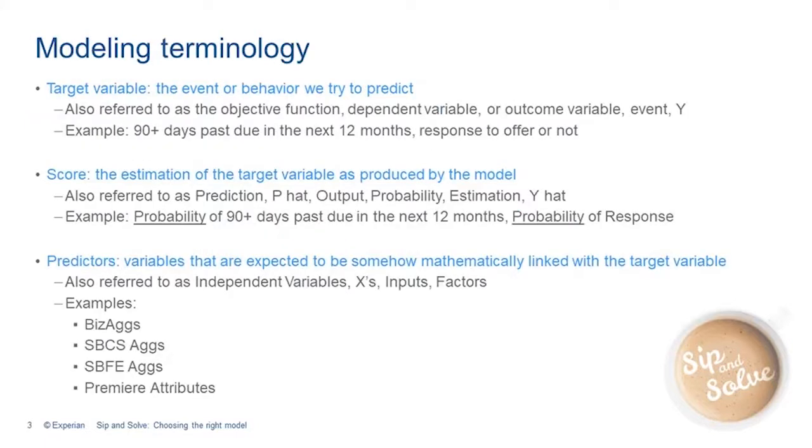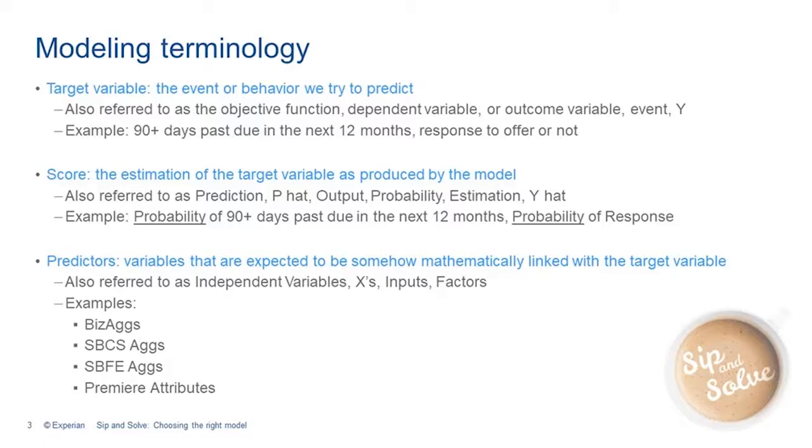As we go forward here, we'll talk a little bit about some of the terminology you may hear, just so that we're all on the same page. A target variable is the outcome or the objective function of the model. It's what we are trying to predict. The score is the estimation of that target variable. You may hear other terms like prediction or p-hat or output of the model. It's really what comes out of the model and says it's the probability of the occurrence of that target variable or that outcome.